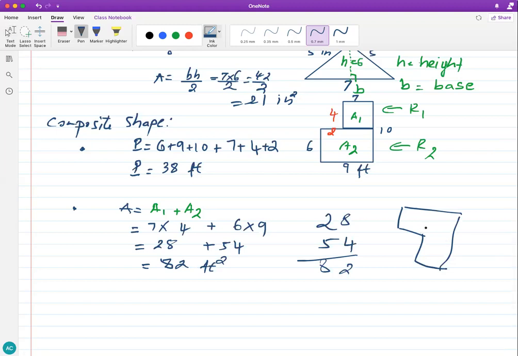Professor, I have a question. Or the other way. You don't divide it into 2? No, we don't divide. We want to put them together, so we want the area of the whole thing. The whole composite shape is A. So we add them, not divide.